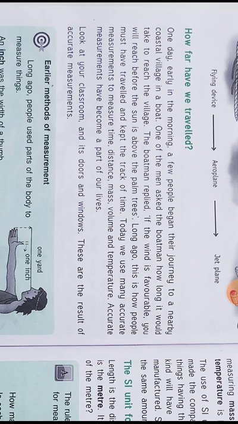Today we use many accurate measurements to measure time, distance, mass, volume and temperature. Accurate measurements have become a part of our lives. Without accurate measurement it is impossible to manufacture anything now. Look at your classroom and its doors and windows. These are the results of accurate measurement. You can look at your house, see the doors and the windows. You'll find they are accurately measured by the one who made them, the carpenter.